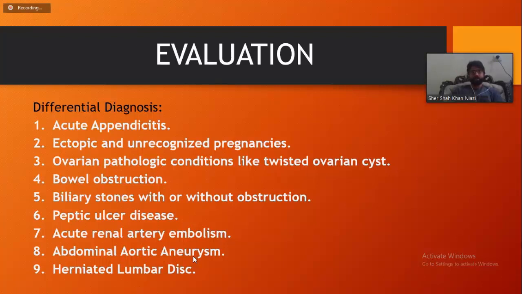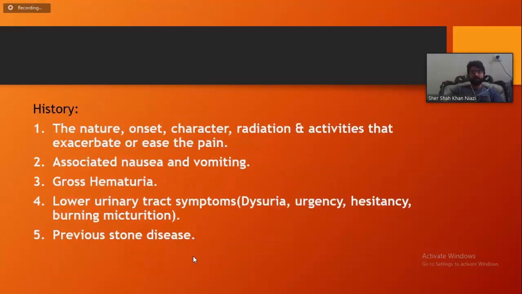In history, you have to ask the nature, onset, character, radiation, and activities that exacerbate or reduce pain, associated nausea and vomiting, gross hematuria, lower urinary tract symptoms like dysuria, urgency, and severe burning. These are some of the risk factors for which you also have to evaluate the patient. The first of which is nephrolithiasis, socioeconomic factors, diet, occupation, climate, family history, and medication.